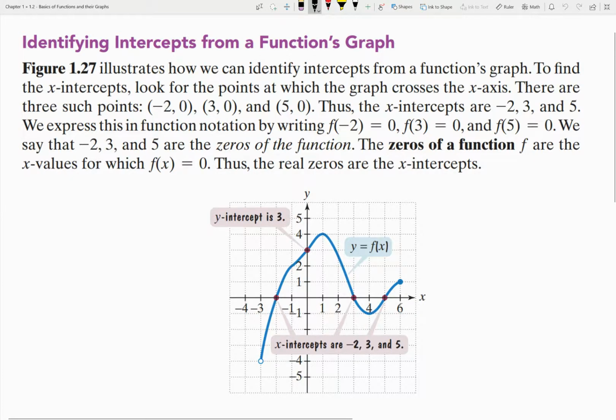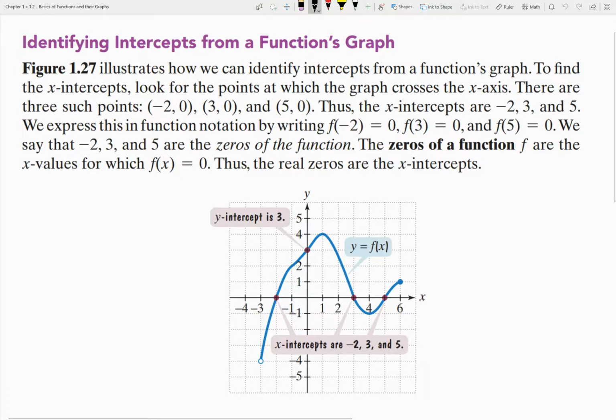So let's finish with a quick talk about intercepts. Okay. The picture at the bottom illustrates how we can identify intercepts from a function's graph. All we have to do is figure out where the function crosses the x-axis, and that gives us our intercepts. And you can see it happens 3 times at (-2, 0), (3, 0), and (5, 0). Those are the points at which the graph crosses the x-axis. Or we can simply say that the x-intercepts are -2, 3, and 5.